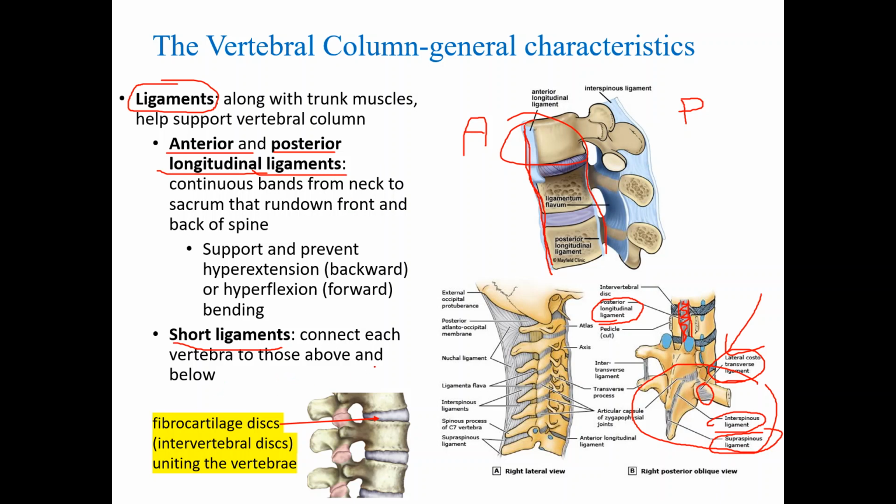Never forget that, of course, we already talked about this. Between the bodies of the vertebrae, there is a disc, which is a fibrocartilage disc. This is known as the intervertebral disc, which unites and keeps the vertebrae together and also cushions the friction between the vertebrae, which are bone. Okay, bone material.